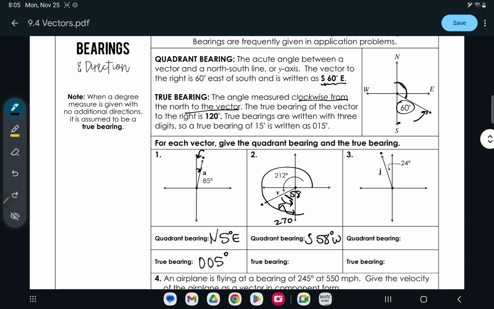And then the true bearing is measured clockwise from the north to the vector. Let me erase what I have. Clockwise is this way, and then to the vector. So I think that angle.